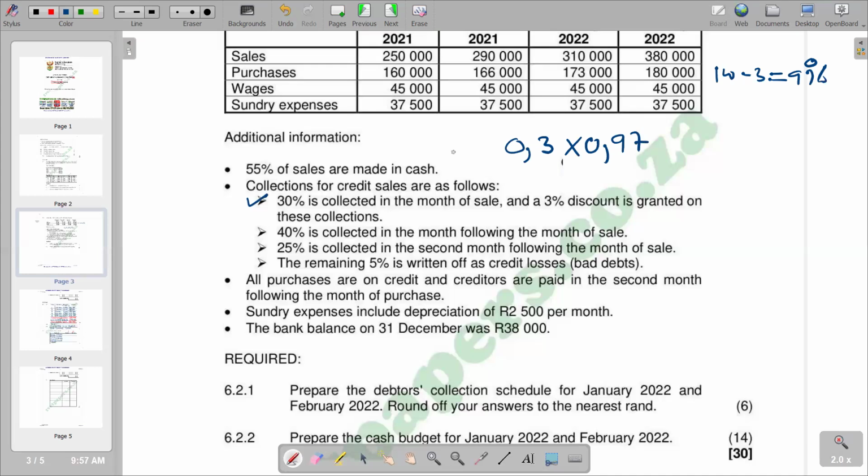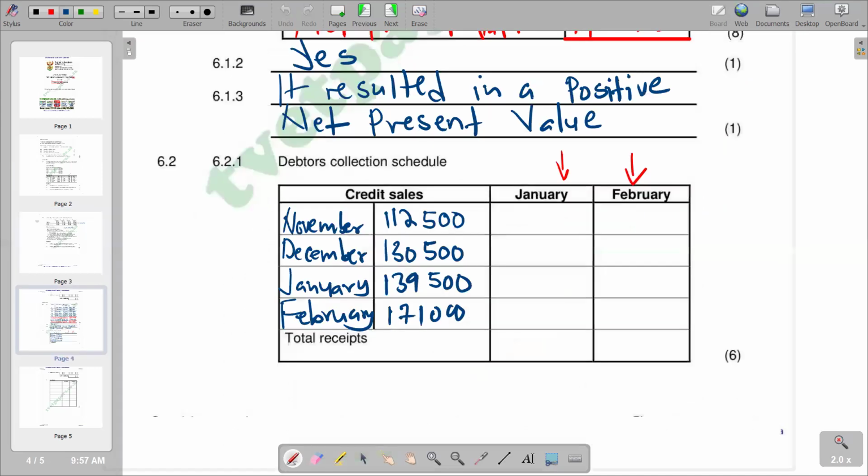So what is it for January? Credit sales for January that are going to be collected in January is 30%. So you say 0.3 times credit sales for January. Then the answer that you get, you multiply it by less 3%, which is 97%, 0.97 as a decimal. Basically, it's simple. So for January, we take credit sales for January, 0.3, and then reduce it by 3%, which is 0.97. You see that for January, the answer that we are going to get is 20,125.